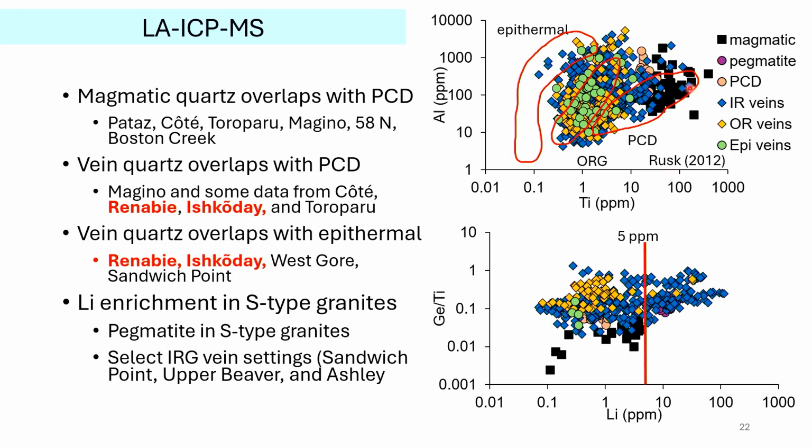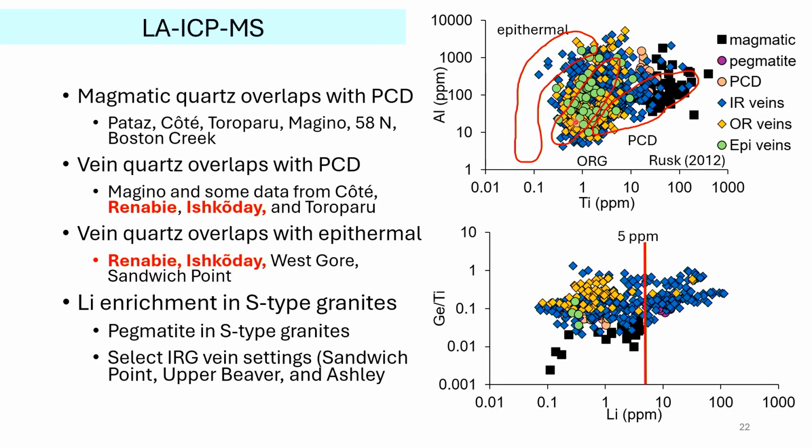So magmatic quartz plots in the porphyry copper deposit field, which is about as expected. We also see a number of our intrusion-related veins plotting in that field as well. And so most of these veins, they come from Magino in particular, but we also see some data from Kode, Renabe, Ishkode, and Torpuru, so sort of intrusion-related systems.